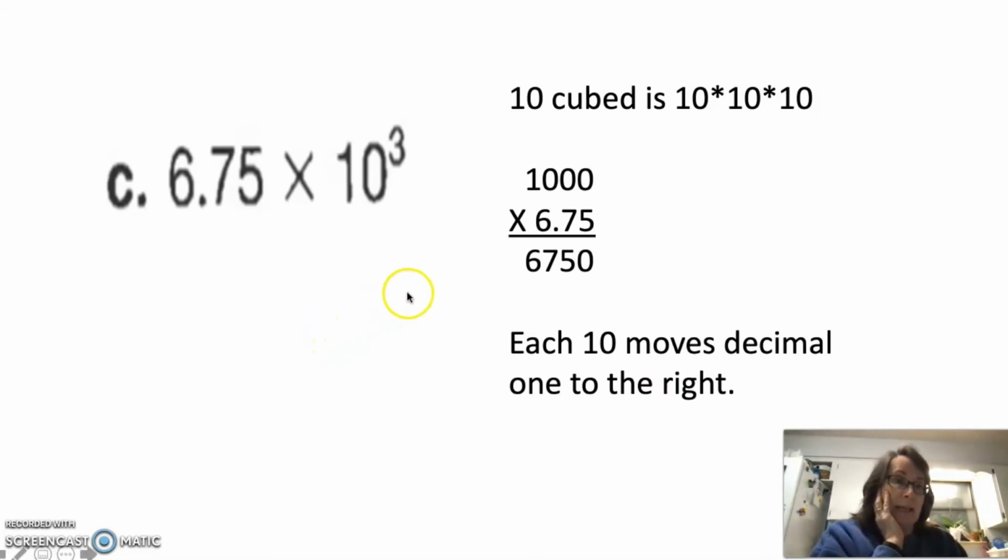6.75 times 10 cubed. 10 cubed is 10 times 10 times 10. 1,000 is 10 cubed. 1,000 times 6.75. Now we know that each 0 in a power of 10 is going to move the decimal place 1 place to the right. So let's see if that's what it turned out to be when we did the long multiplication. It winds up being 1, 2, 3 places to the right. So since we don't have anything there, it ends up being a 0, and that's what we had for the answer, 6,750.